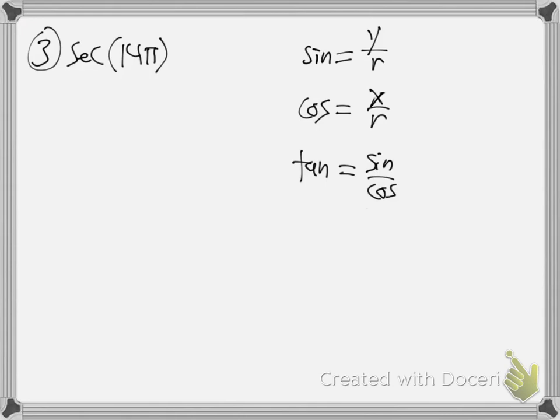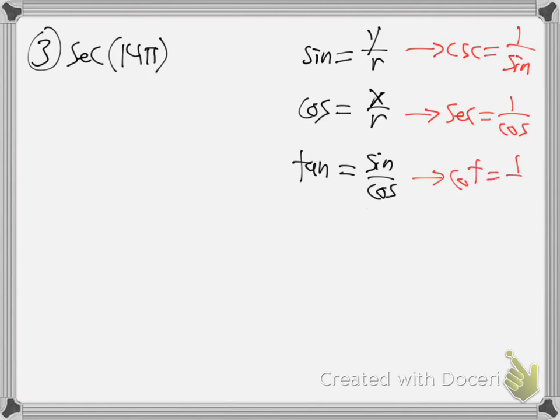So now the other three. What's the upside down of sine? It's cosecant, which is r over y, and I'm just going to go 1 over sine. The upside down of cosine is secant, which is 1 over cosine. The upside down of tan is cotangent, which is 1 over tan, or cosine over sine. I like to give all the definitions in terms of sines and cosines. So there's the basic six, made up that way.